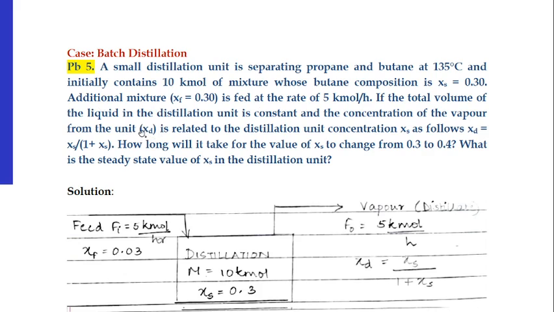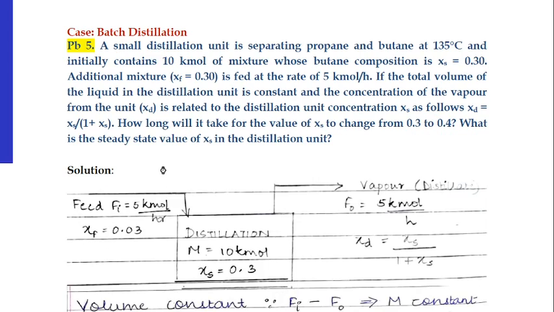The vapor, in fact it's for butane, is related to the distillation unit concentration XS. So the butane is present within the distillation unit, we call it the residue, as well as it is present in the vapor, that's the distillate. The relationship between the concentration of butane in the vapor and the liquid stream XS is given by this equation, that is XD is equal to XS by 1 plus XS. So that's the relationship between the two things.